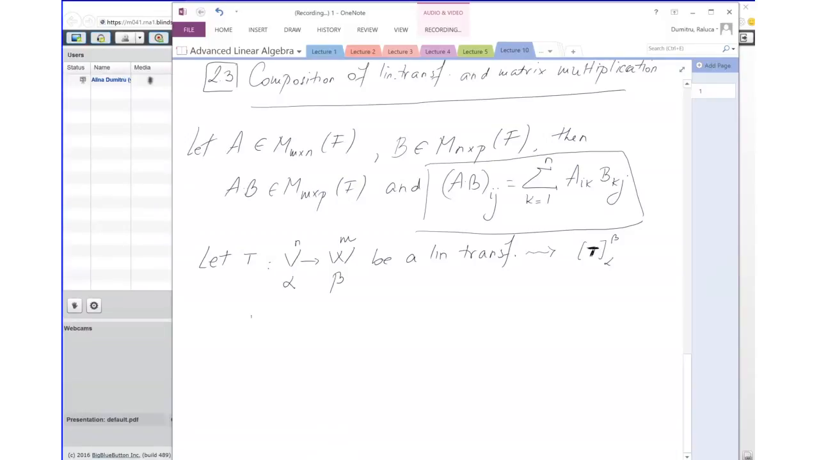All right, let's take a second one. U goes from W to a third vector space, let's call that Z. W had dimension M, Z, let's say, has dimension P. Beta was the basis of W, and let's say gamma is the one in Z. So it has a matrix associated to it, which is the matrix of U from beta to gamma.